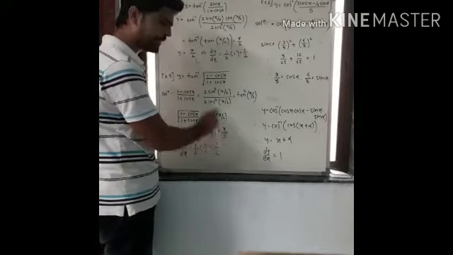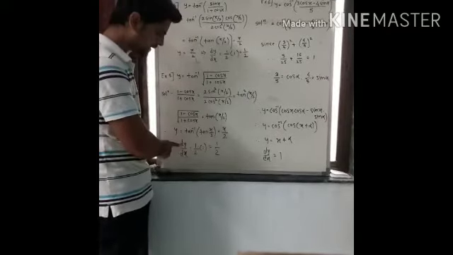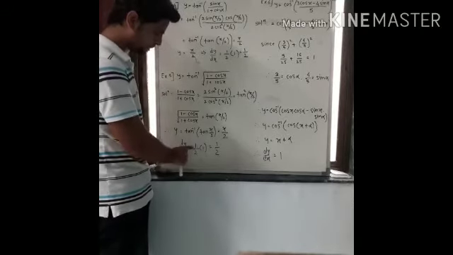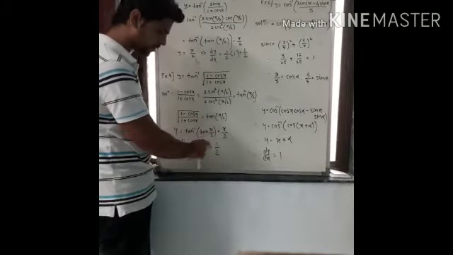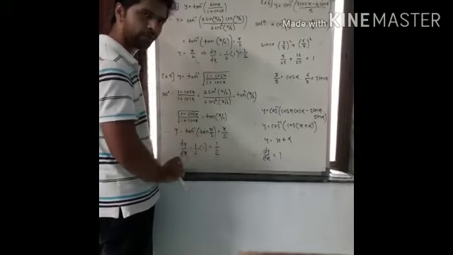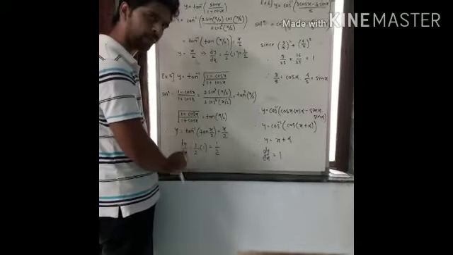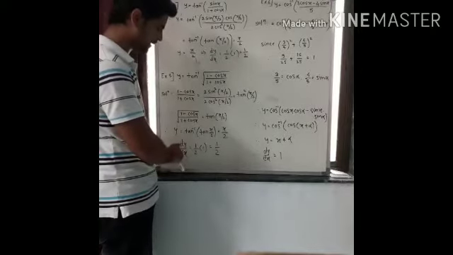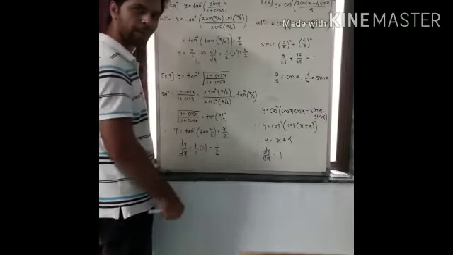Now we have to differentiate x by 2 only. Derivative of y is dy by dx. 1 by 2 from this constant as it is, and the derivative of x is just 1. So it is equal to 1 by 2. 1 by 2 into 1 is just 1 by 2. So the derivative of y, that is dy by dx, is just 1 by 2.